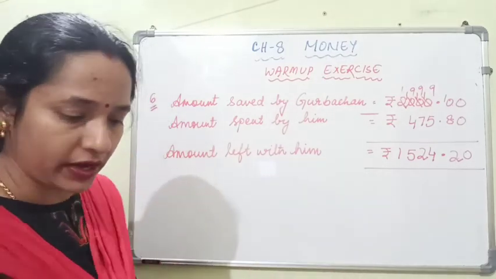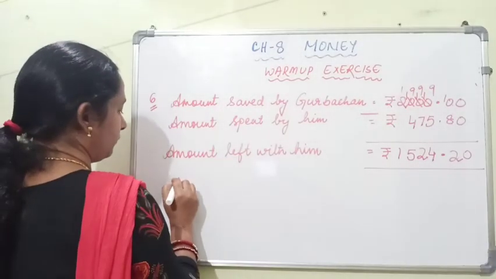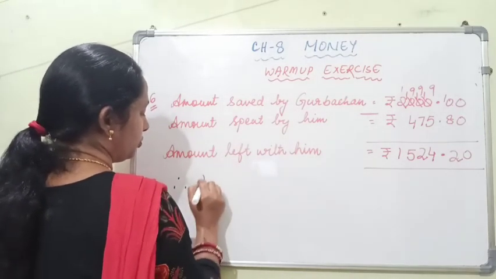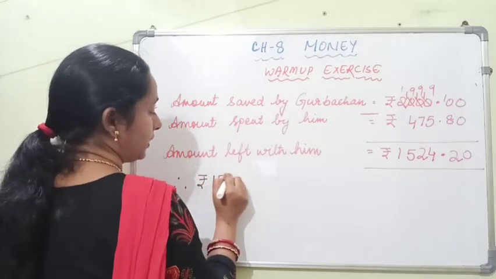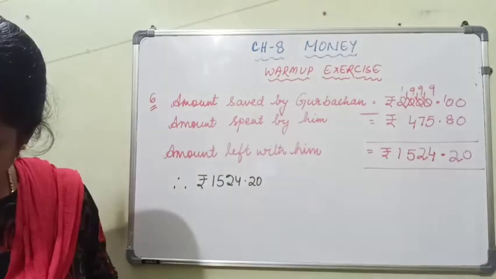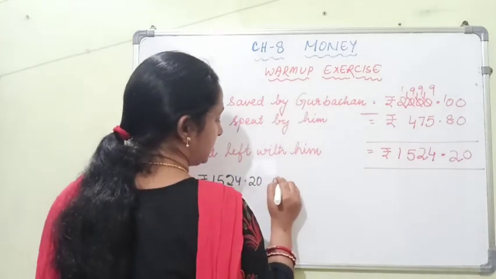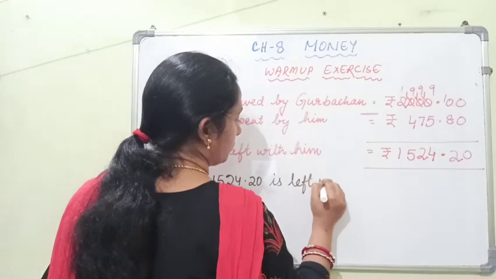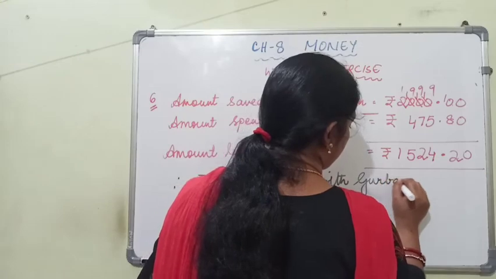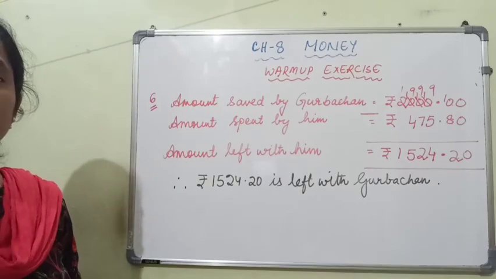So let us write down a final statement. Therefore, rupees 1524 and 20 paise are left with whom? Gurbachan. So this is the solution for your question number 6.